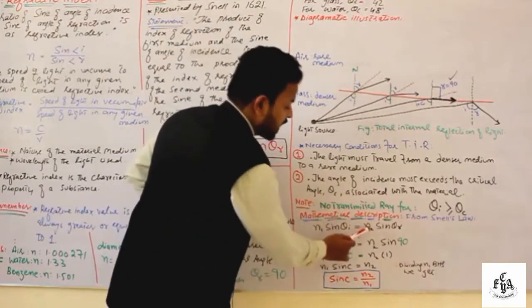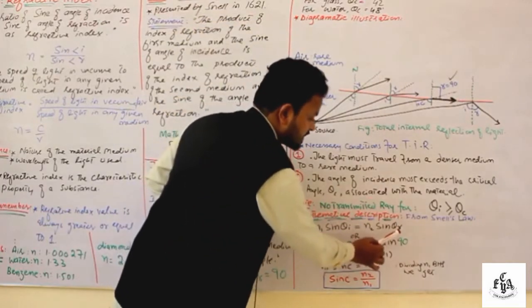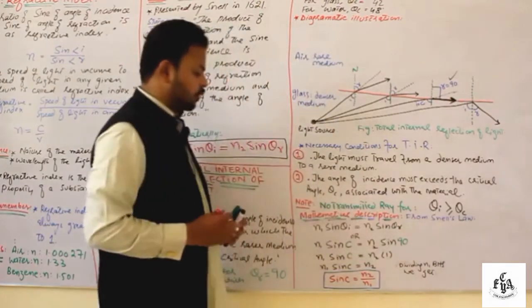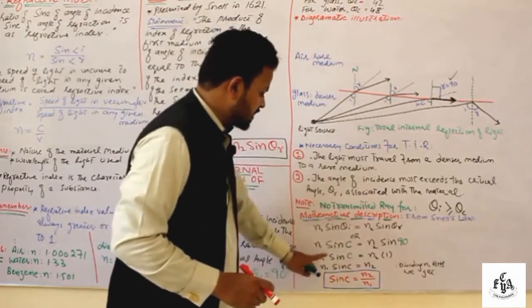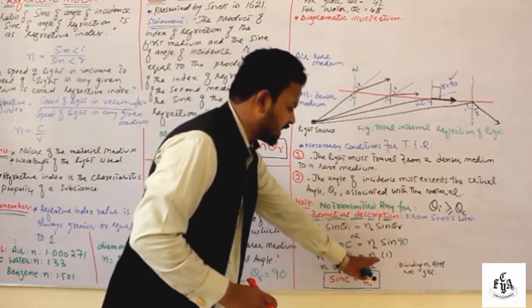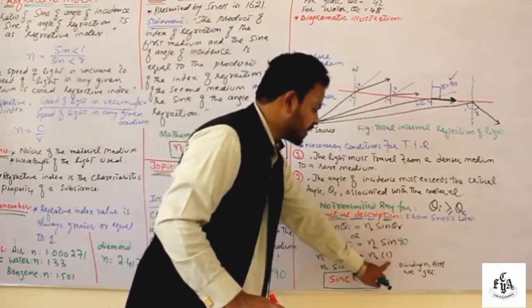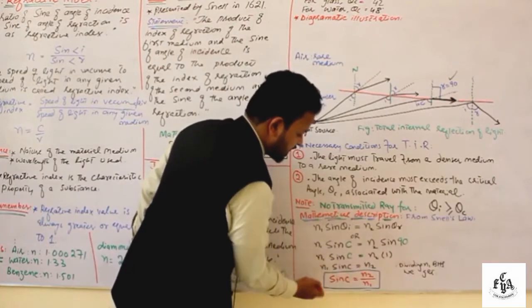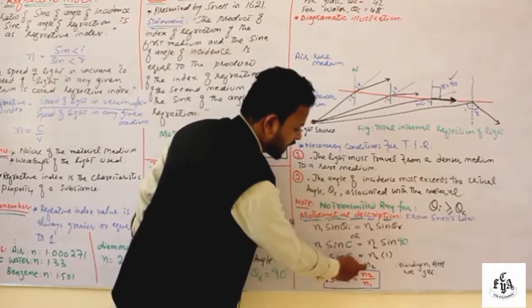Okay, now n2 will be as it is, sine will be as it is, and instead of theta r we will write 90 over here. Now n1 sine theta c will be as it is, equal, and n2 will be as it is. Sine 90 will give you 1. This 1 will be multiplied with n2. We are going to get the result n1 sine theta c is equal to n2.